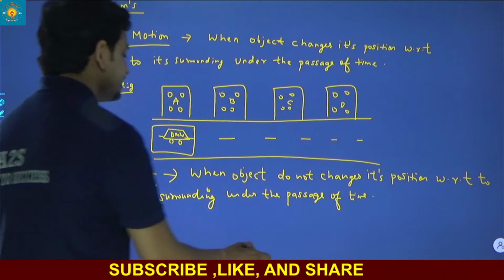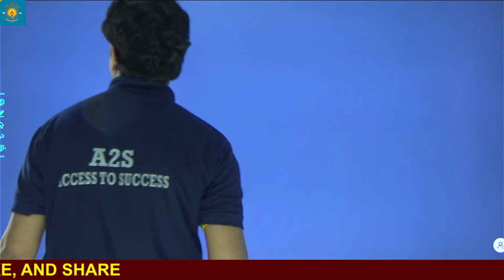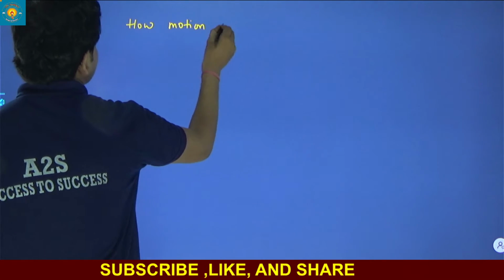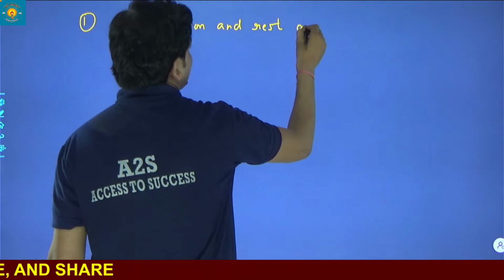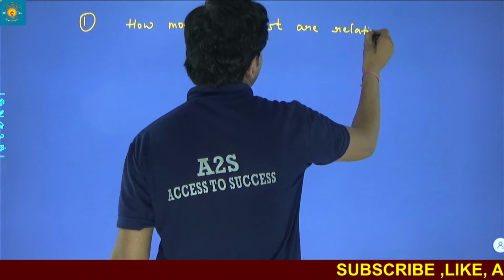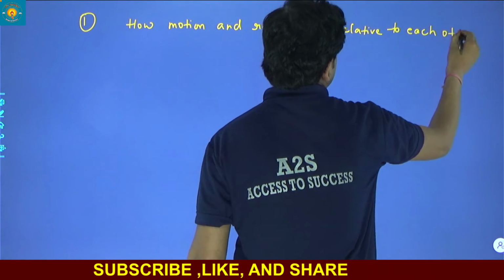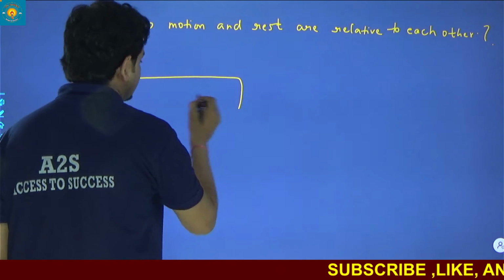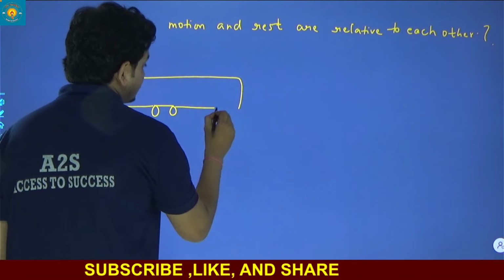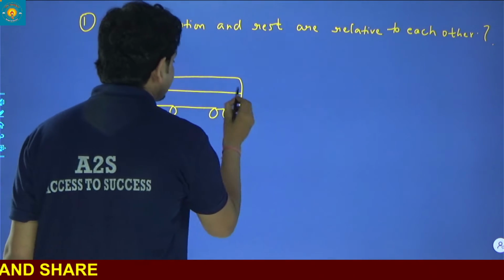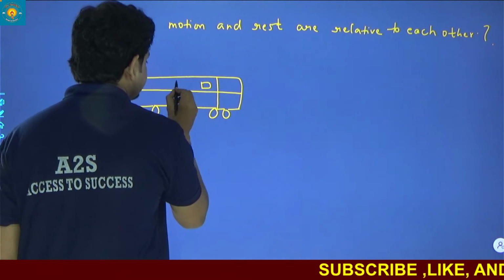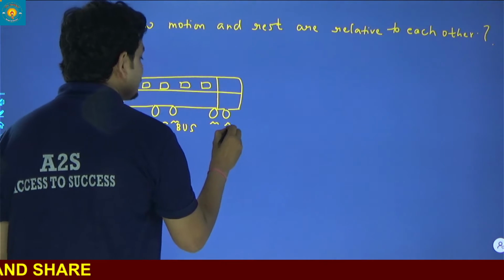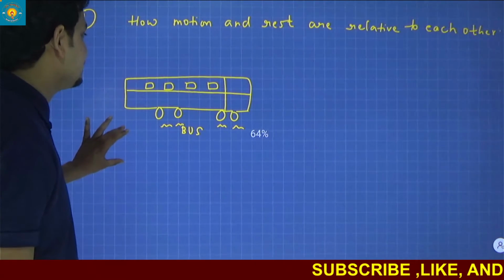Okay. See, come to the question. The most important question the teacher generally asks is how motion and rest are relative to each other. See, well, I'll show you here. This is a bus. I have taken a bus. Clear? The bus is in the state of motion. Clear? The bus is in the state of motion.